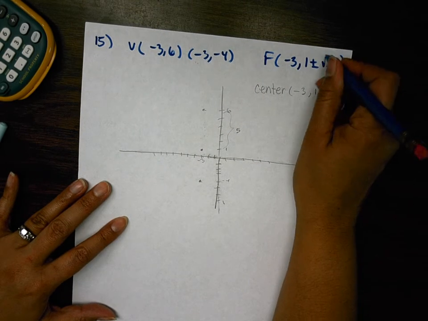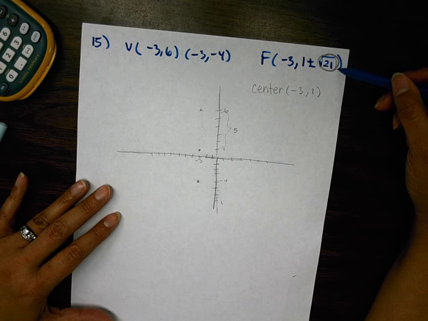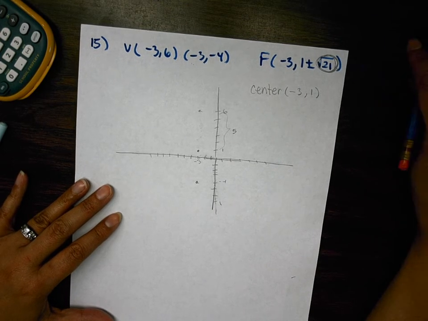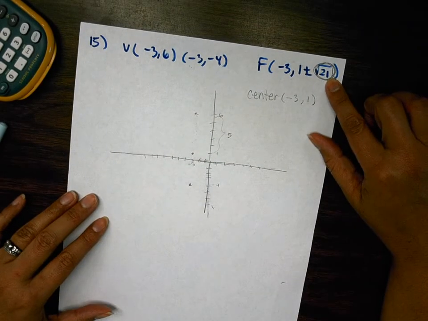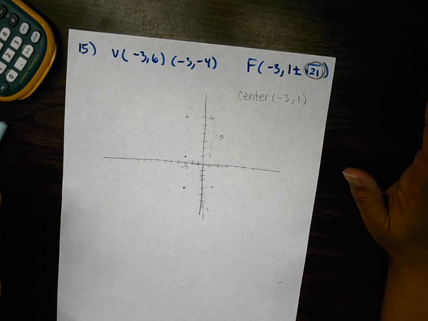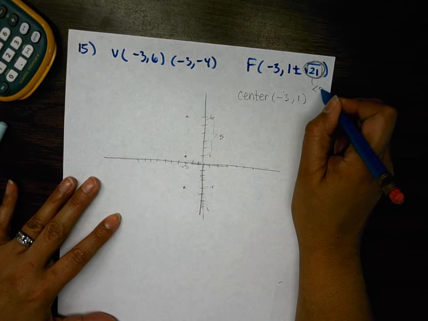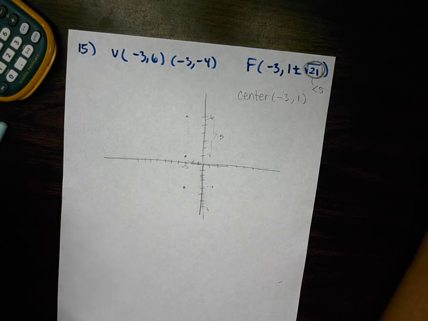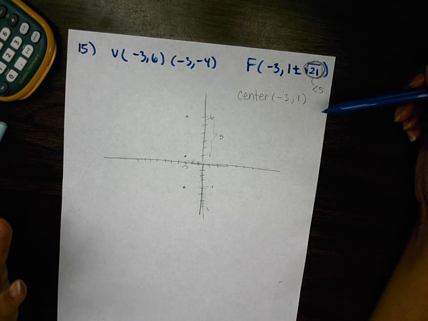Okay, do you guys agree that right there is our center, -3, 1? From the center, how far up and down did we move? For the foci, how far up and down would we move for the foci? Square root of 21. Why do we know that? Because it's -3, 1 like the center, and then they went up and down root 21. Root 21 is bigger than 5 or smaller than 5? How do we know it's smaller than 5? So square root of 5. Right. The square root of 25 is 5, so the square root of 21 is going to be smaller.